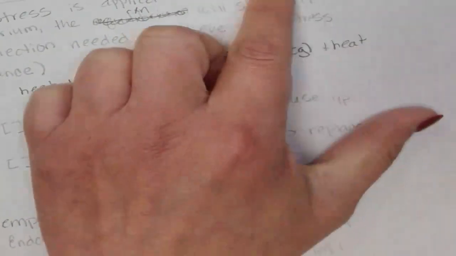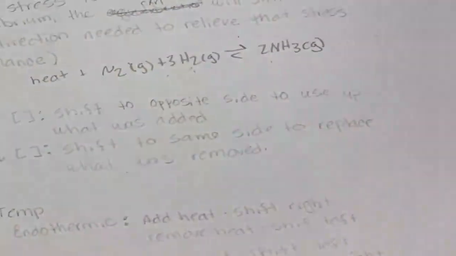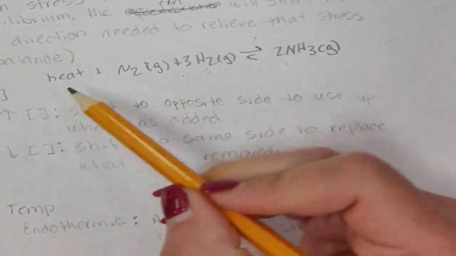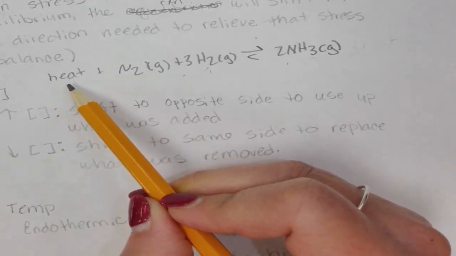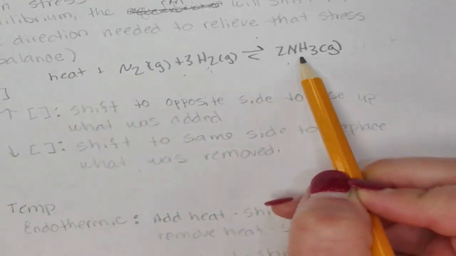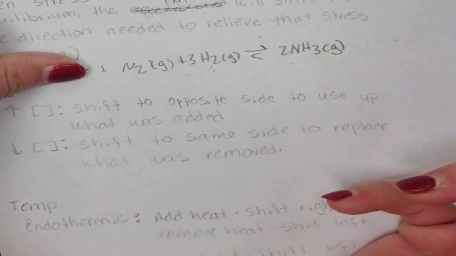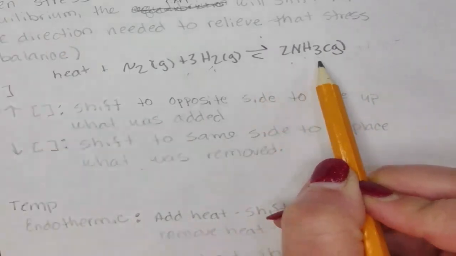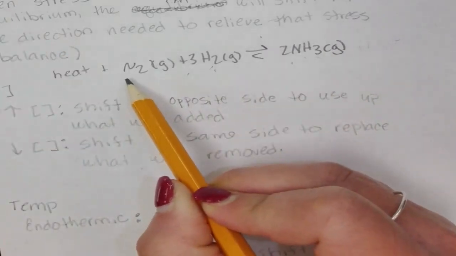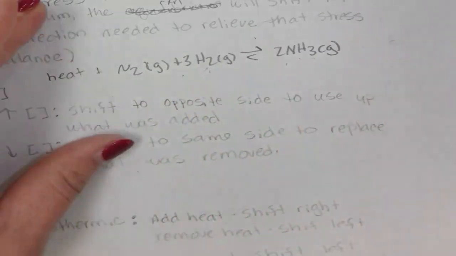So let's just say it was an endothermic reaction, okay? If I add heat, I add reactant. If I add reactant, I need to get rid of what I've added, so I shift right. If I take heat away, then I'm removing a reactant. So I need to replace that reactant. I'm going to shift left towards the reactant side to produce reactants.